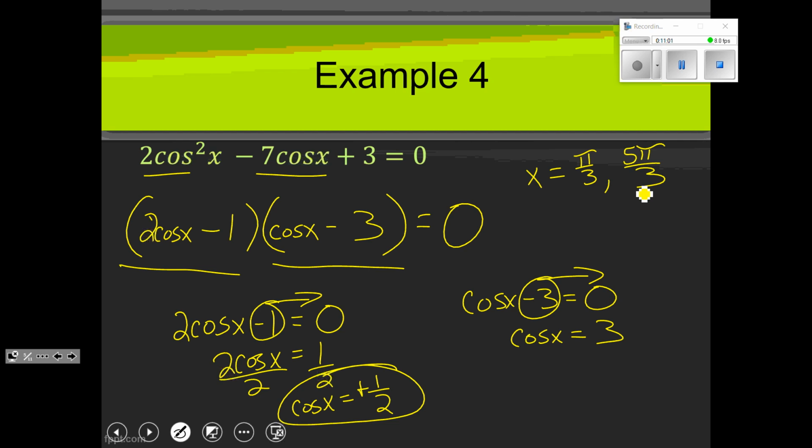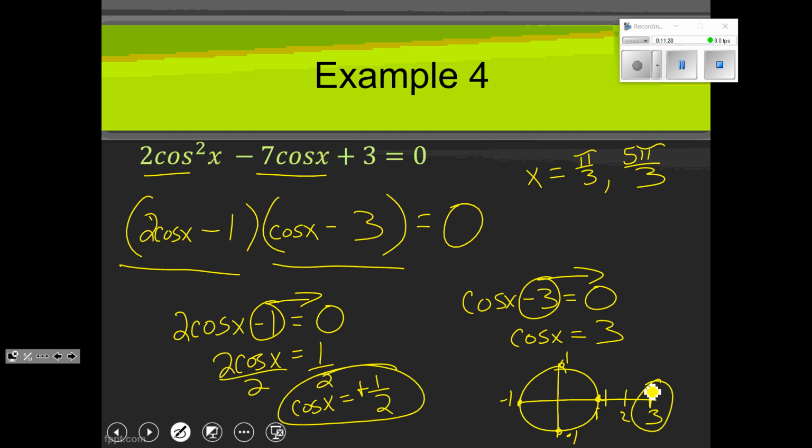Now, if I look at cosine x equals 3, where on the unit circle would the x coordinate be 3? Let's think about this. This goes out to 1, this goes up to 1, this goes out to -1, and this goes down to -1. Where's 3 on the x? 3 on the x would be way out here, if this is 1. And 2 would be somewhere here in the middle. So where is 3 on the unit circle?